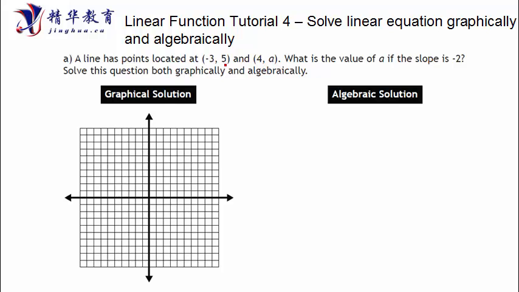Let's do that. We have (-3, 5). We go -3: 1, 2, 3, and up to +5: 1, 2, 3, 4, 5. We got 5 here. Then we have a slope equal to -2, which means going down by 2 and right by 1. Going right by 1, down by 2 gives this point here. I will use these two points to draw a line.